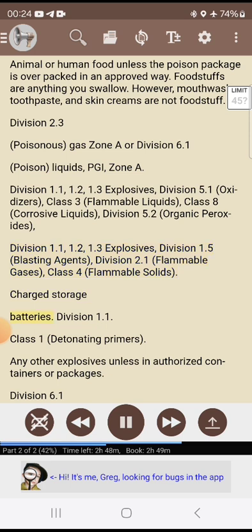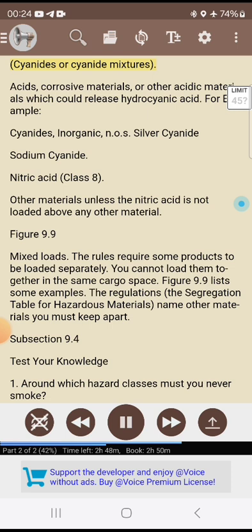Charged storage batteries. Division 1.1, Class 1 detonating primers, and any other explosives unless in authorized containers or packages. Division 6.1 cyanides or cyanide mixtures cannot be loaded with acids, corrosive materials, or other acidic materials which could release hydrocyanic acid. For example, cyanides, inorganic, N.O.S., silver cyanide, sodium cyanide. Nitric acid, Class 8, cannot be loaded with other materials unless the nitric acid is not loaded above any other material.